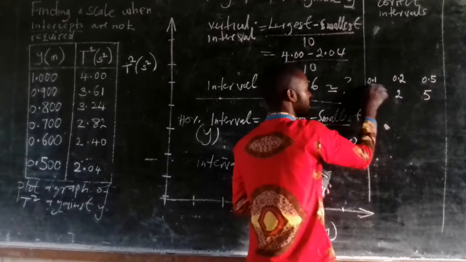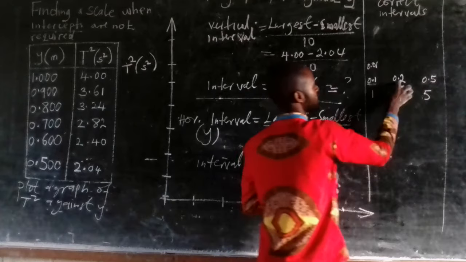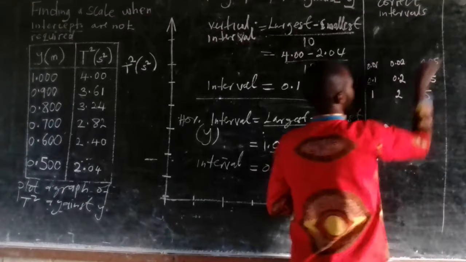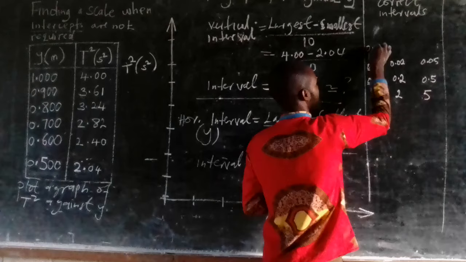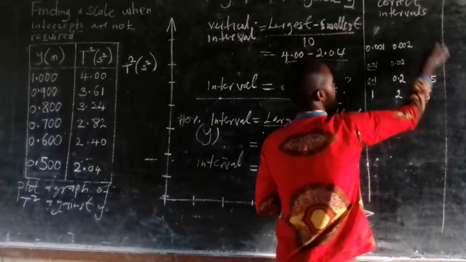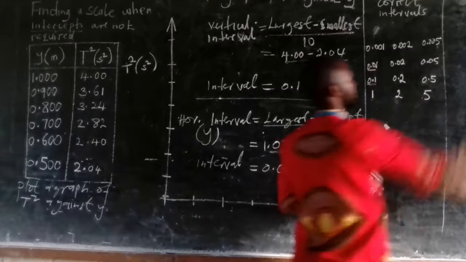What if this one here is divided by 10? You get 0.01. What about this one? You get 0.02. This one divided by 10, 0.05. You can get more others. What if I divide this one by 10? That's how we generate such values: 0.01, this 0.002, and this one divided by 10 also, 0.005. So that's how we can obtain these smaller values.